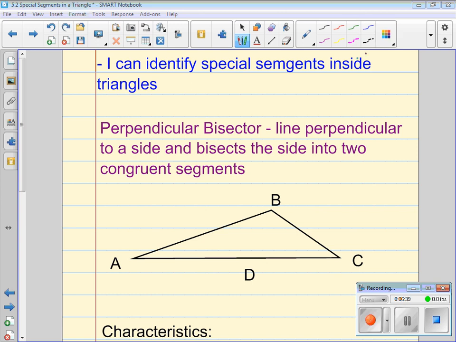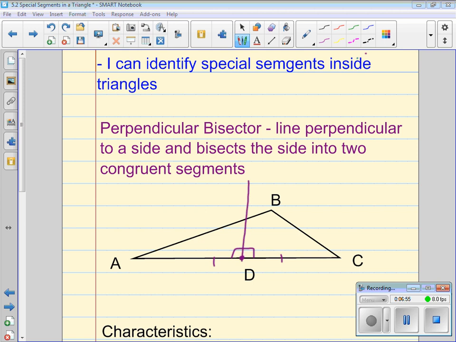So, I might pull out a ruler or something. I find that this is the midpoint. I'll just mark it as being a bisector, and then I'll put in a perpendicular line, and there's my perpendicular bisector. Every side has a perpendicular bisector.